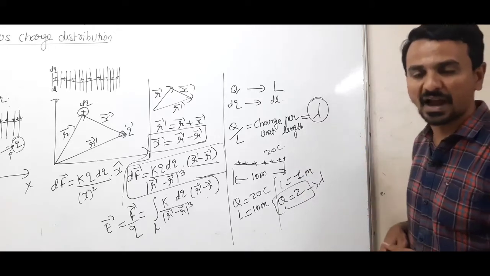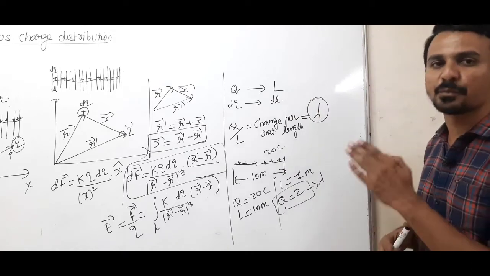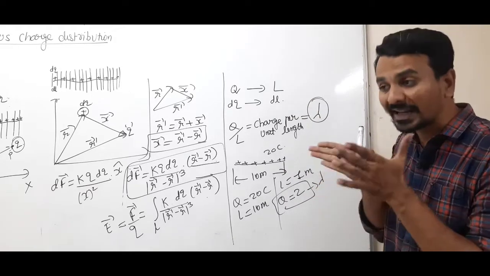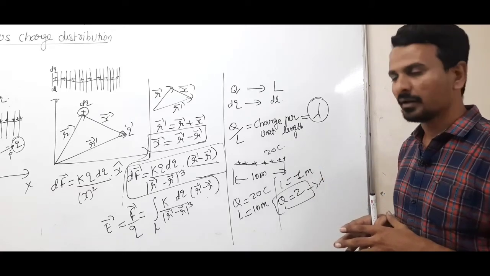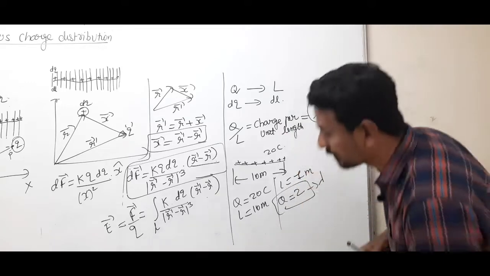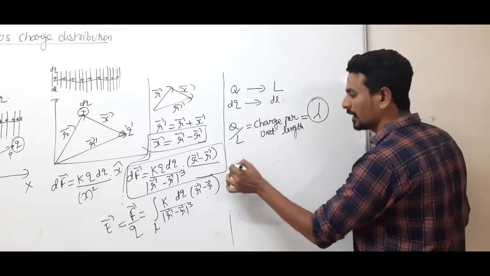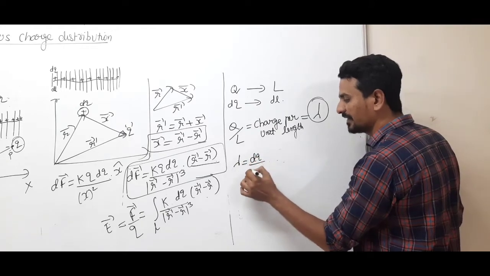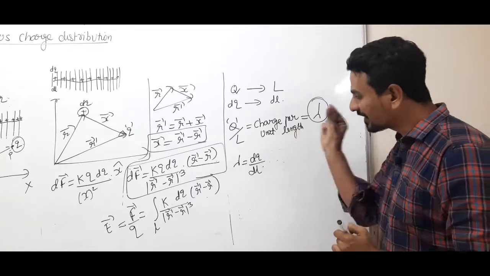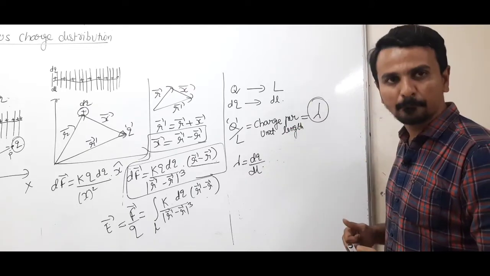So lambda is known as charge per unit length or linear charge density. What will be the charge for 1 meter length? Got it? Clear? So lambda is Q by L, or lambda can also be written as dq by dl. The answer will be the same. This is your total charge, then this is your total length. This is your very small charge, then this is your very small length. So the ratio will remain the same.